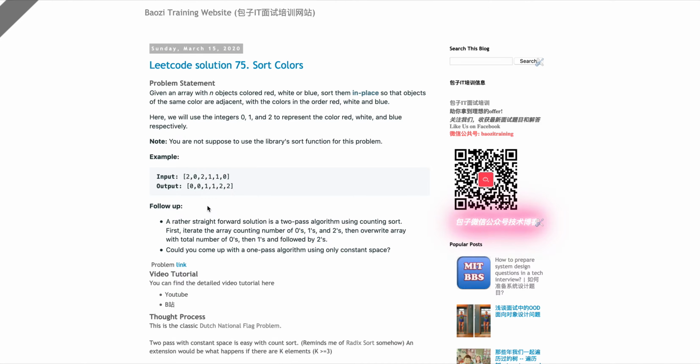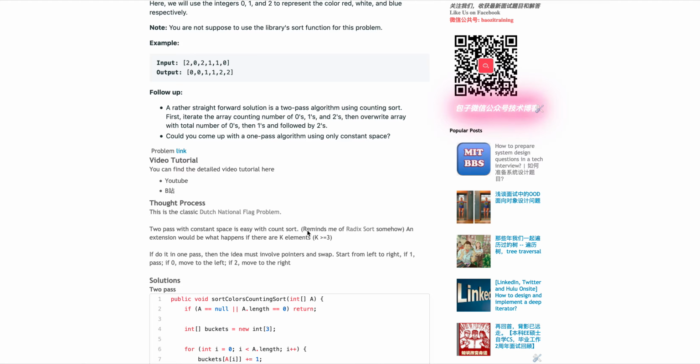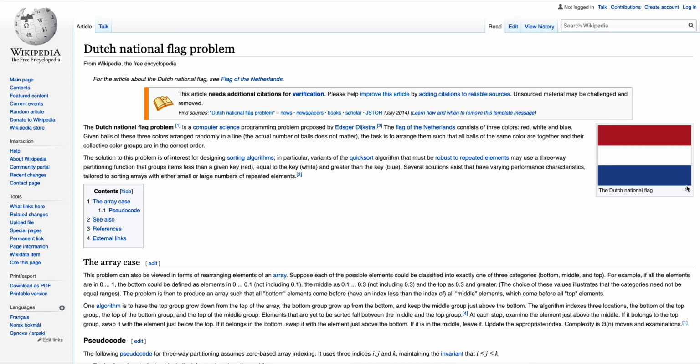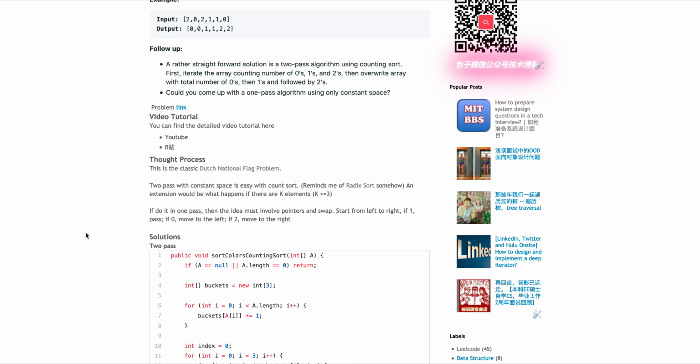If you know this, you will know this by nature is called the Dutch national flag problem, because the Dutch flag has only three colors, and you want to sort by those three colors. The idea is actually quite simple. The first one that comes to mind is definitely counting sort, which means you just count how many zeros, how many ones, and how many twos, and then you repopulate the entire array.